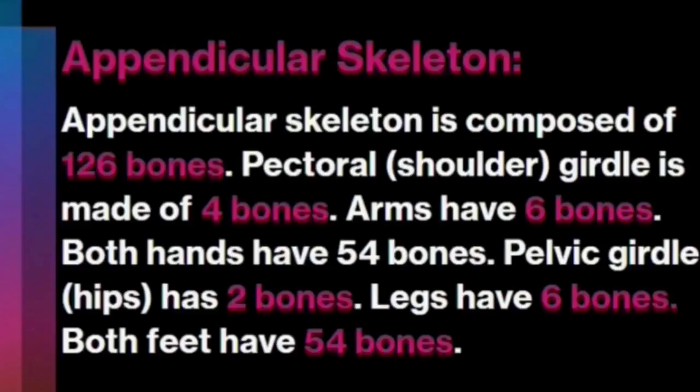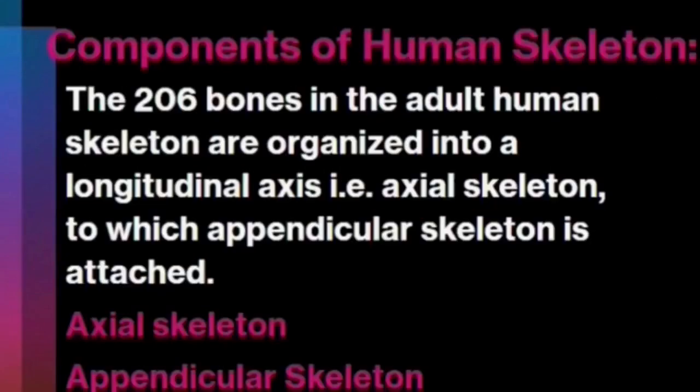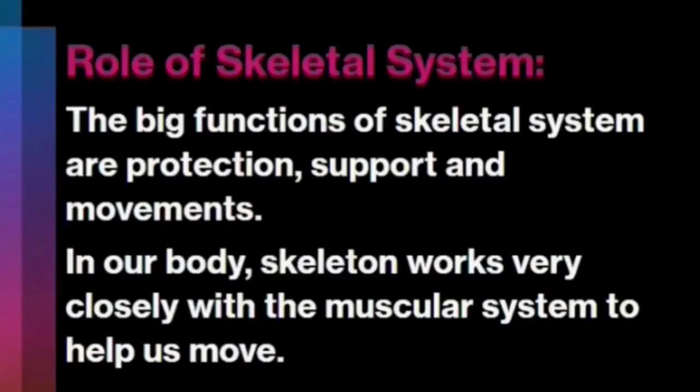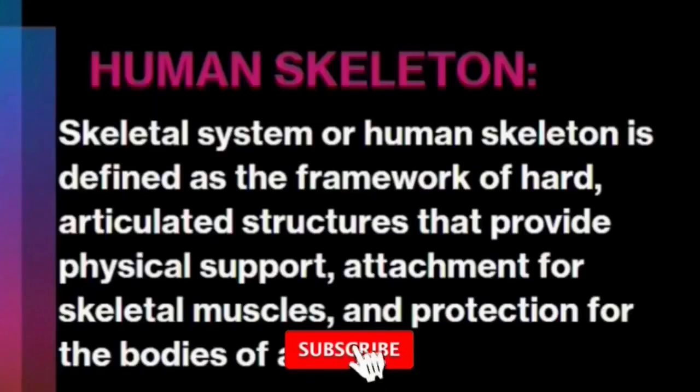Important board short questions: write a short note on the appendicular skeleton, or what is meant by the axial skeleton. There is an important board MCQ: our body consists of how many total bones? That is 206 bones in an adult human skeleton. Another short question is what is the role of the skeletal system, and give the difference between endoskeleton and exoskeleton. This is all about the human skeleton.